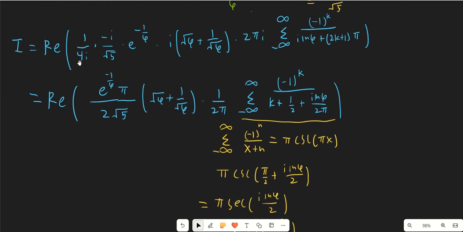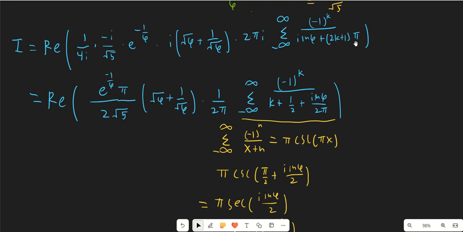So we get the real part of 1 over 4i, this was just a constant multiple, times negative i over root 5, this comes from the residue part directly, times e to the negative 1 over phi, this was e to the iz, times i root phi plus 1 over root phi, this came from e^(iz) over 2 minus e^(-iz) over 2, times 2 pi i, that's just from 2 pi i times the sum of residues. Then the sum from negative infinity to infinity of negative 1 to the k, this also came from e^(iz) over 2 minus e^(-iz) over 2, that's what the negative 1 to the k comes from, over i ln phi plus (2k plus 1) pi.